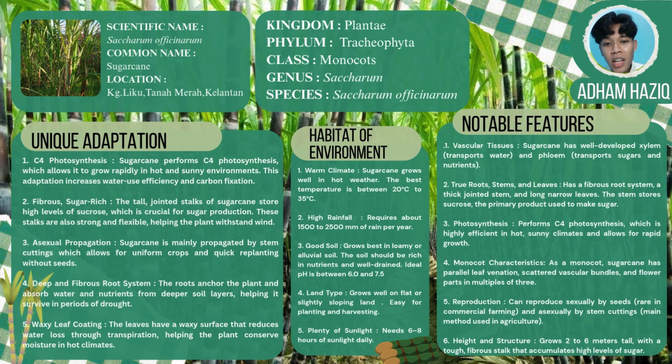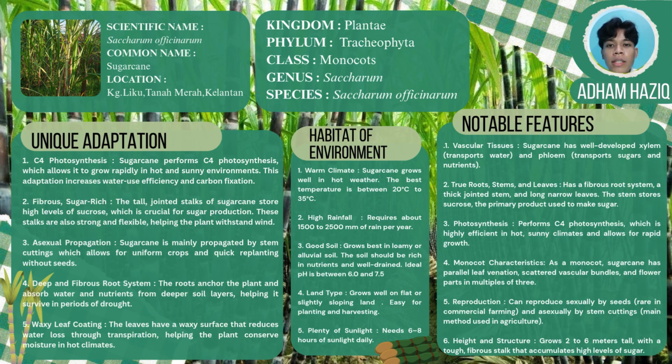Assalamualaikum everyone. My name is Adham Haziq. Today I want to present about my plant. I choose sugarcane as my plant. The scientific name for this plant is Saccharum officinarum. The common name is sugarcane, and the location that I found this plant is nearby my house, which is at Kampung Liku, Tanah Merah, Kelantan.